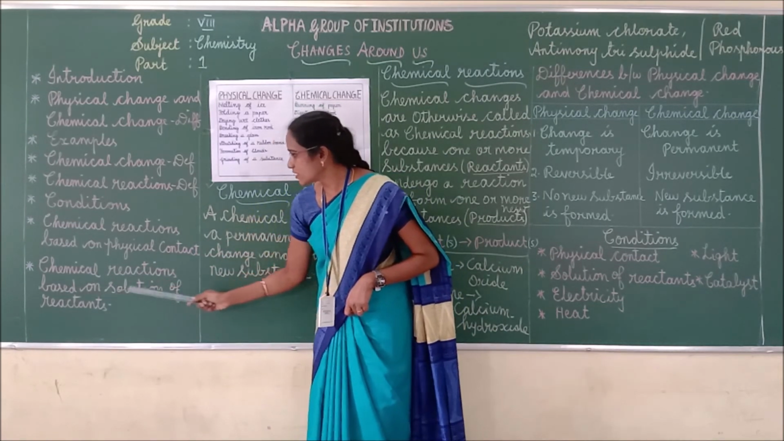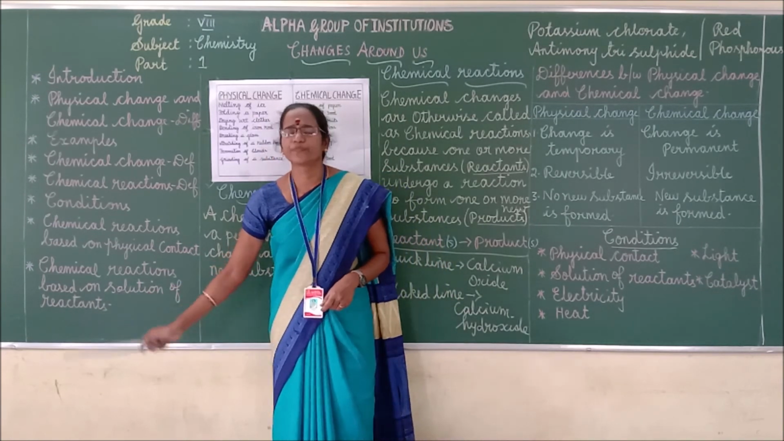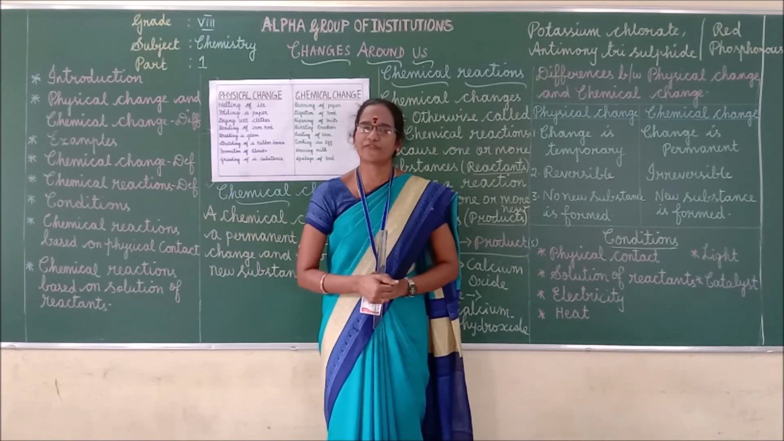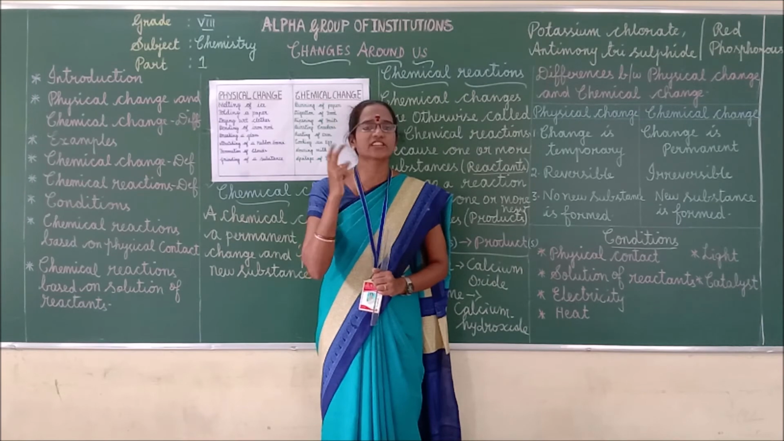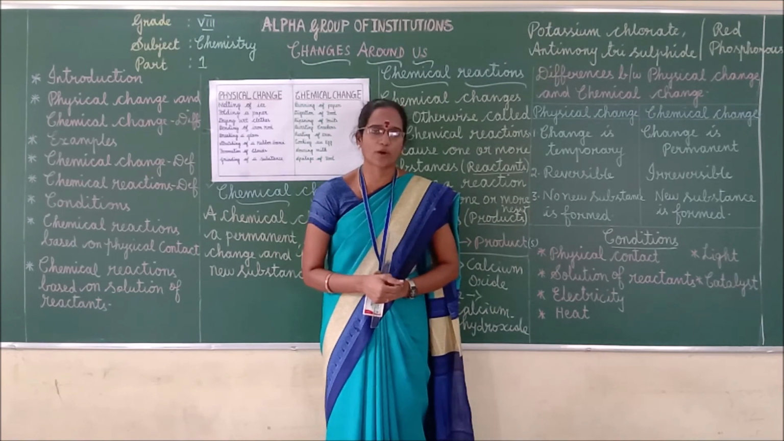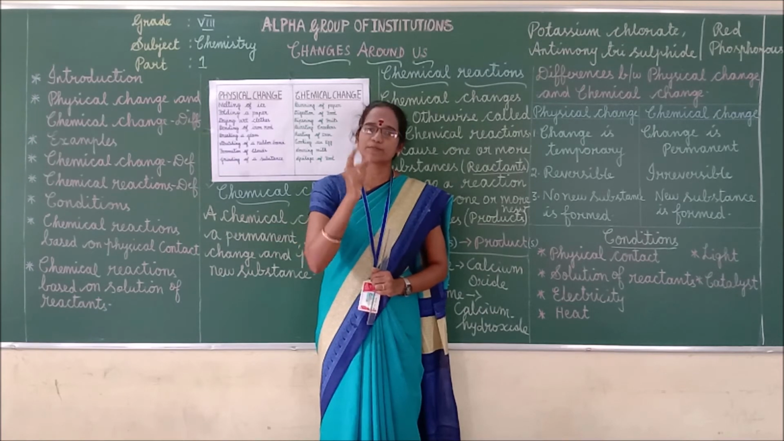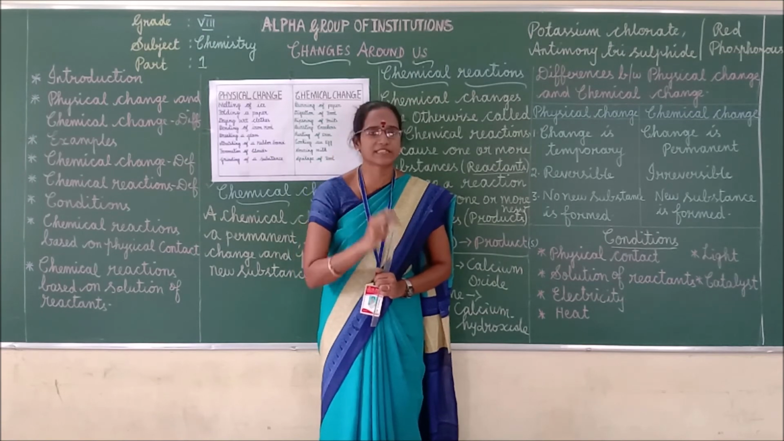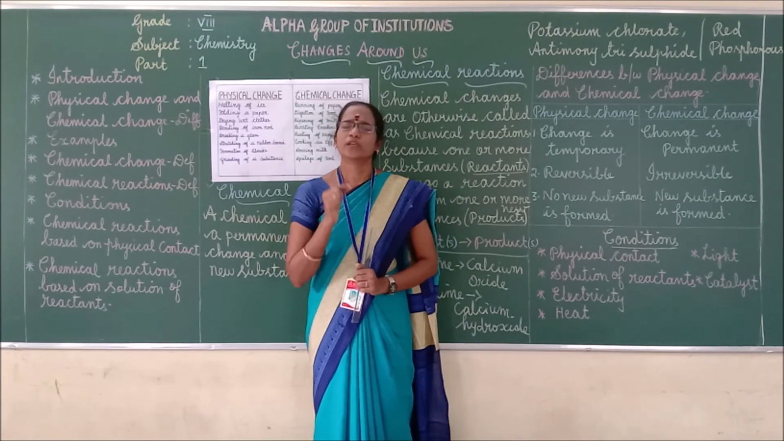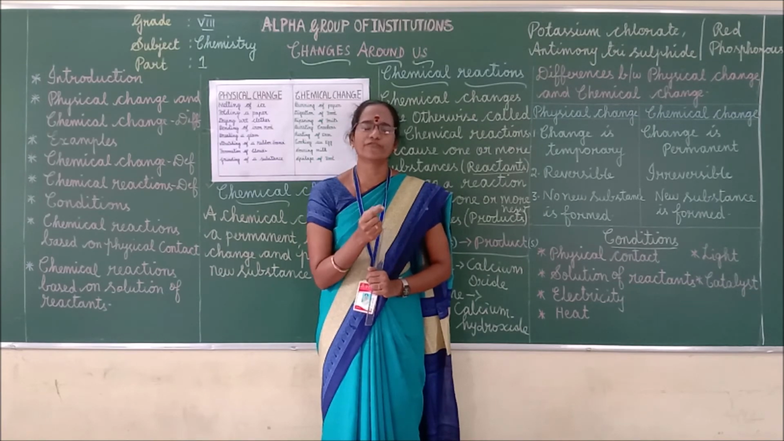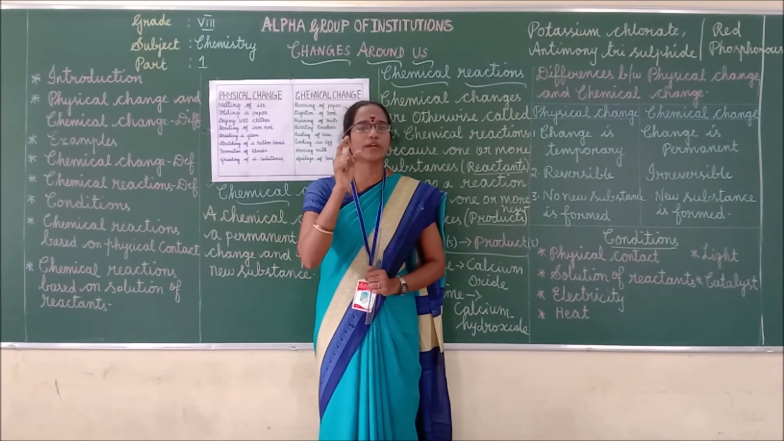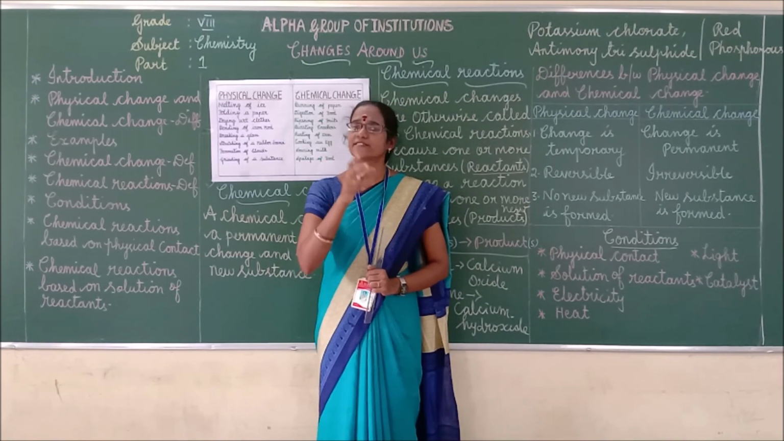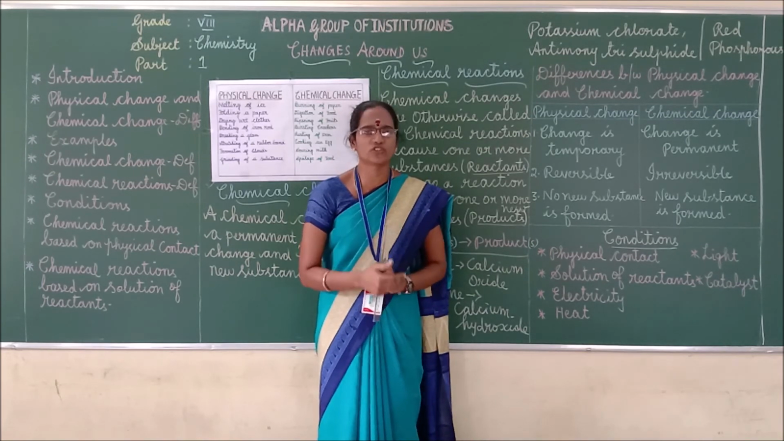Chemical reactions based on solution of reactants. When we mix two substances in solution form, a chemical reaction actually takes place and a new substance is formed. For example, take a small amount of solid silver nitrate and sodium chloride. Do you observe any changes? No. Both the reactants are in the solid state only, so there will be no changes.